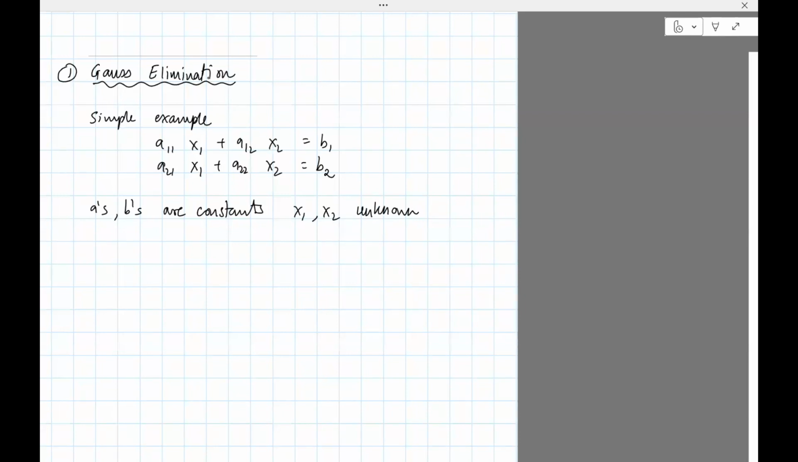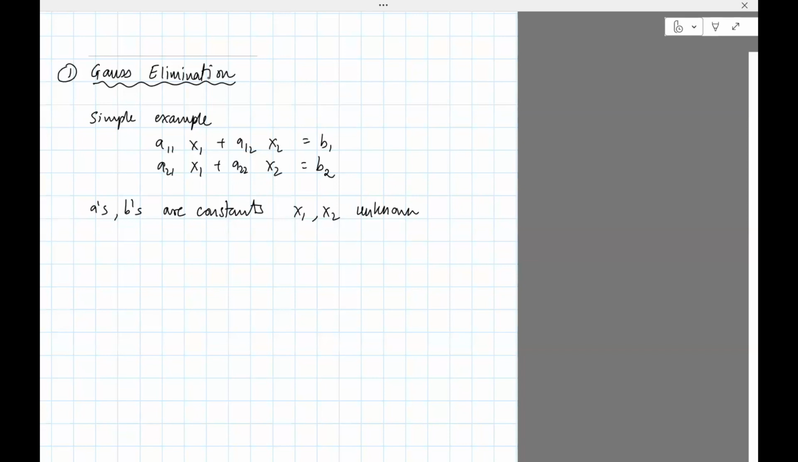That system, I'm sure all of us have done probably in high school or something. How do you solve that? Well, each equation is dependent on the other, that is, x1 and x2 appear in both equations. One way you could do this is to solve for x1 in terms of x2 in one of those equations, and then substitute that in the second equation. And there you have solved for x1, x2.